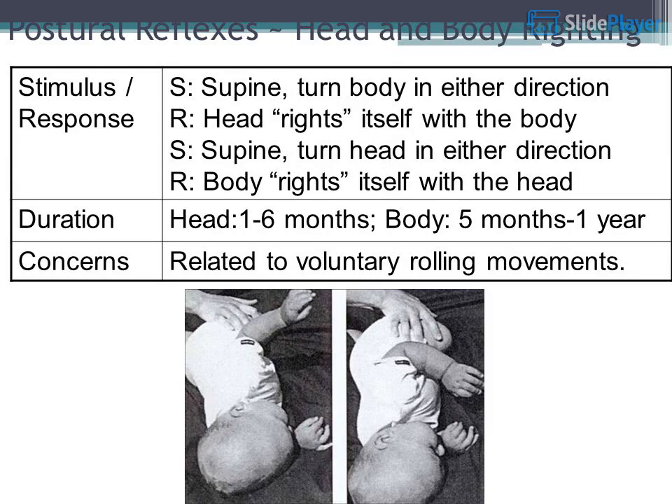Postural reflexes: head and body righting. Stimulus, response. Stimulus: supine, turn body in either direction. Response: head rights itself with the body. Stimulus: supine, turn head in either direction. Response: body rights itself with the head. Duration: head, 1 to 6 months; body, 5 months to 1 year. Concerns: related to voluntary rolling movements.